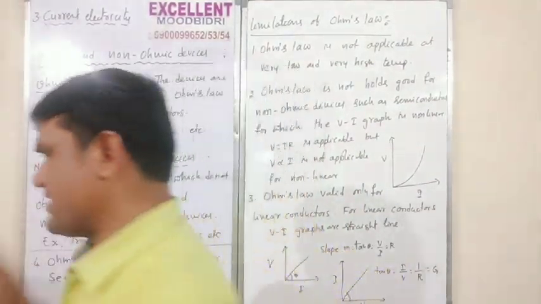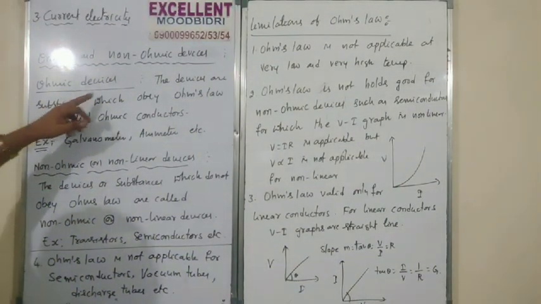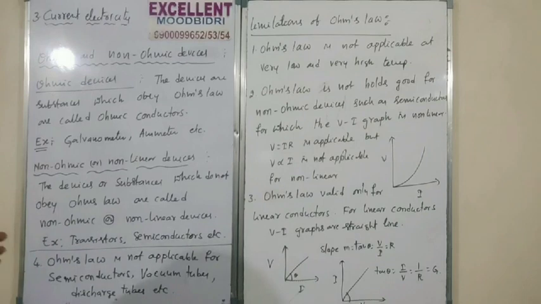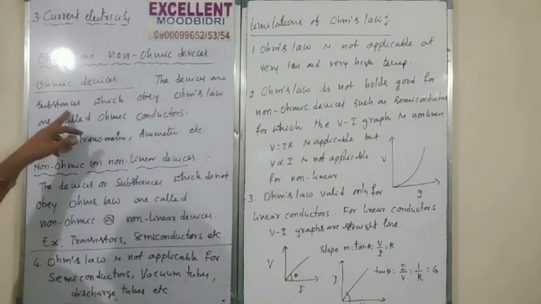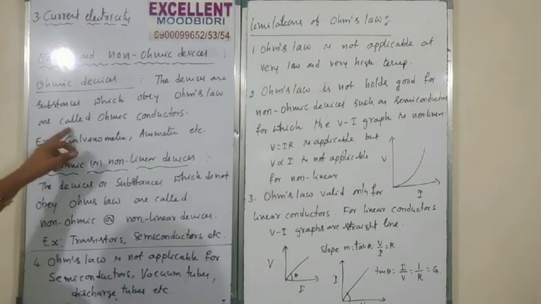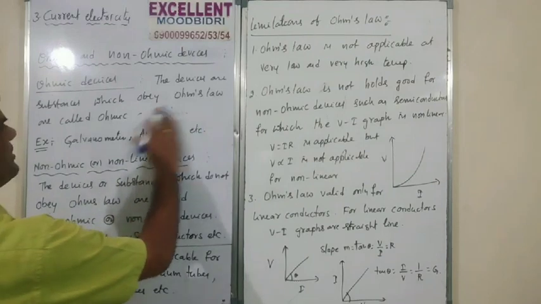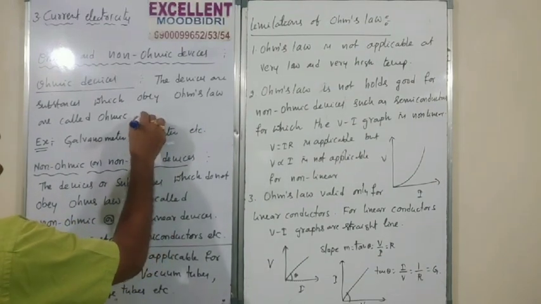Okay, so that is what I have given there. Ohmic devices mean the devices or substances which obey Ohm's law are called ohmic conductors or ohmic devices. Okay?